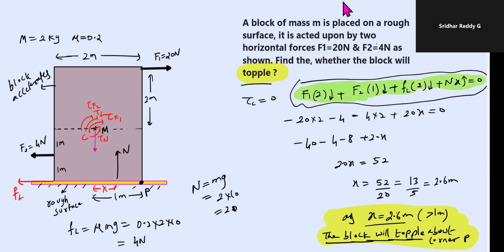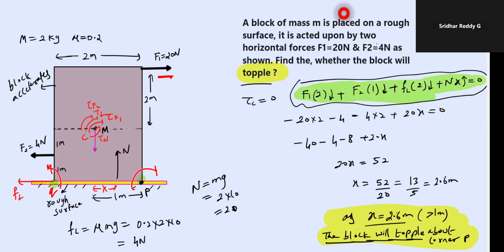Rest all is calculation. And you have to take a decision whether the block will topple about point P or about this point. How to decide that? By looking at the applied forces. What are the possibilities? The block will not topple, or it can topple like this. It can topple about point P, or it can topple about the left corner Q.